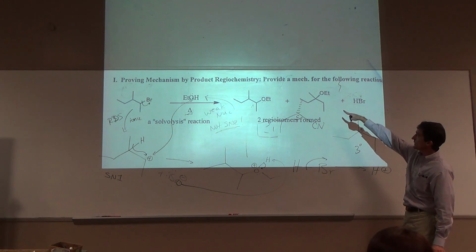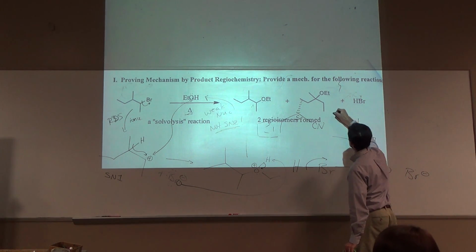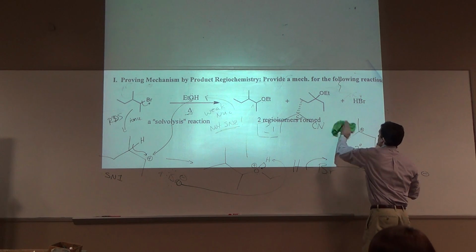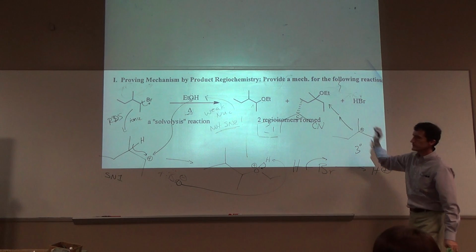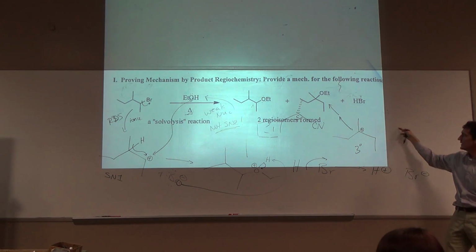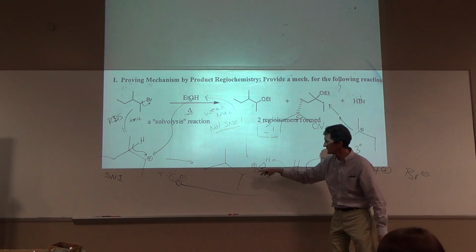How do we get this product then? It's the same way we got the other product. Ethanol adds and then you lose a proton. I'm not going to show it out. It's the same 2 steps. Ethanol adds to get a species that looks like this and then you lose a proton.